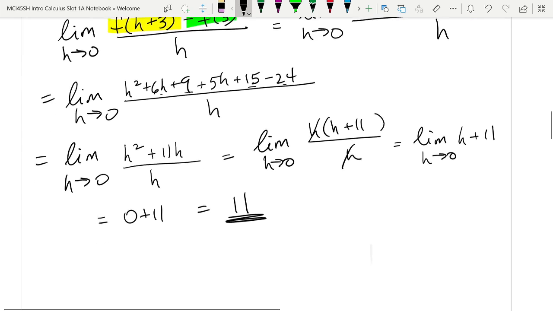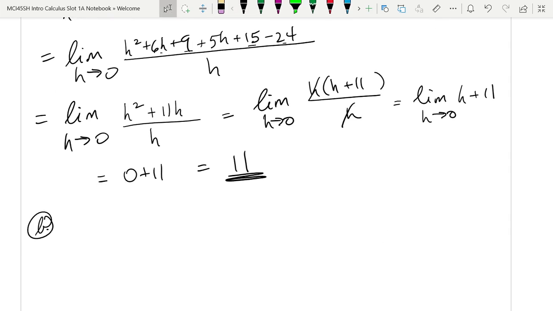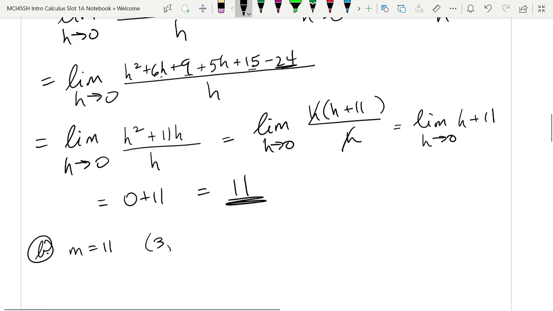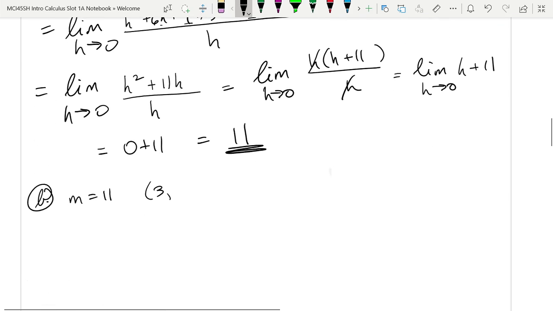The B part of the question was, can you give me the equation of the line, the tangent line? Well, I know that my slope is 11, and I have a point. Remember, my point had an x-coordinate of 3. And if you think back, I figured out that f of 3 was, what was f of 3? F of 3 was, it was 23, not 24, right? It was 23. Where was it? Yeah, there it is. 23 was f of 3. There we go. So I have the point (3, 23).